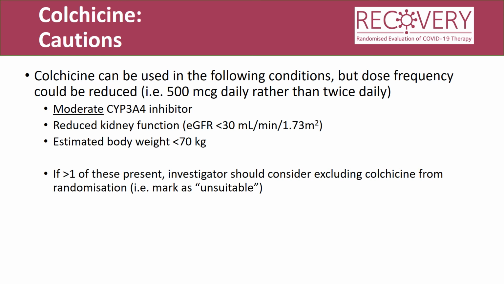The conditions in which the dose should be reduced include participants taking a moderate cytochrome P450 inhibitor. Again, more details are available in the protocol. Also included are participants with a reduced kidney function, that is an eGFR of less than 30, and those with an estimated body weight of less than 70 kilos. If a participant has more than one of these factors, an investigator should consider excluding colchicine from the randomization. In other words, marking it as unsuitable on the randomization form.